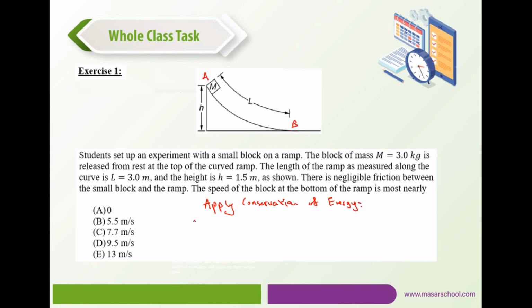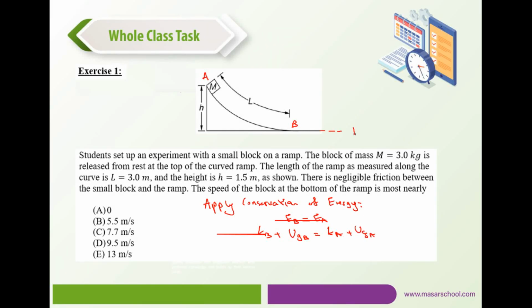Why are we doing so? Because there is no friction. Usually for this statement they give half a mark. Then we will say that the energy at B equals the energy at A. We're talking about kinetic energy at B plus gravitational potential energy at B is equal to kinetic energy at A plus gravitational potential energy at A.